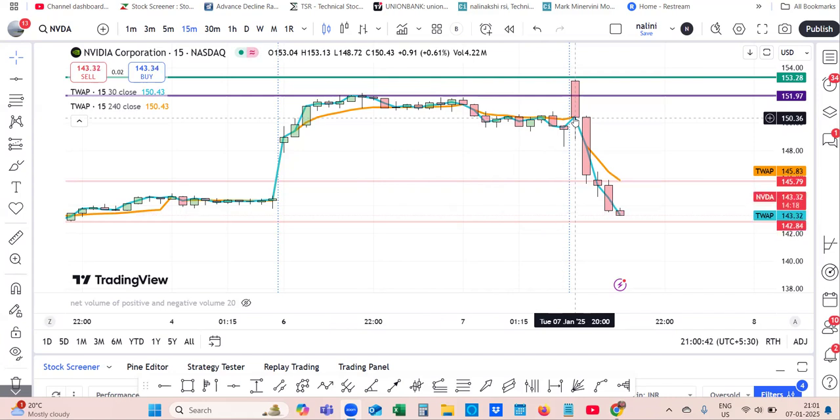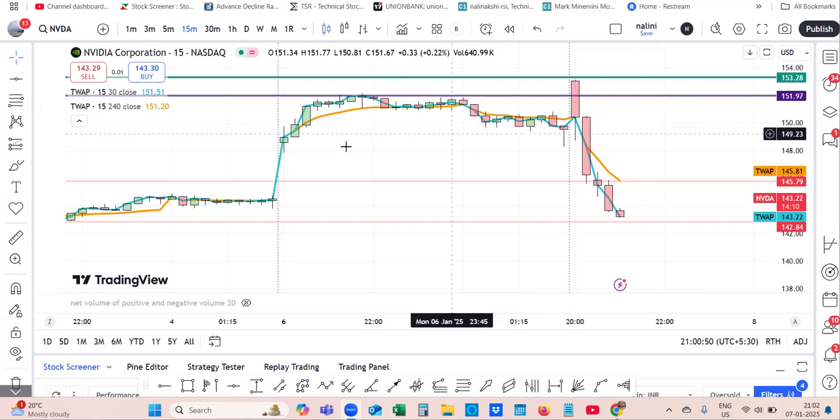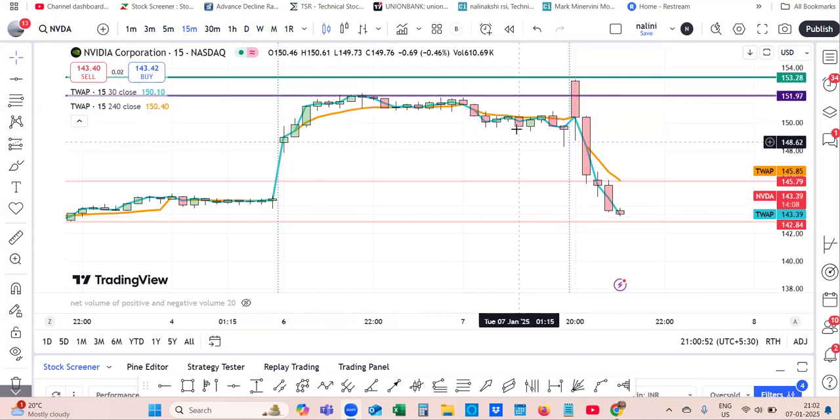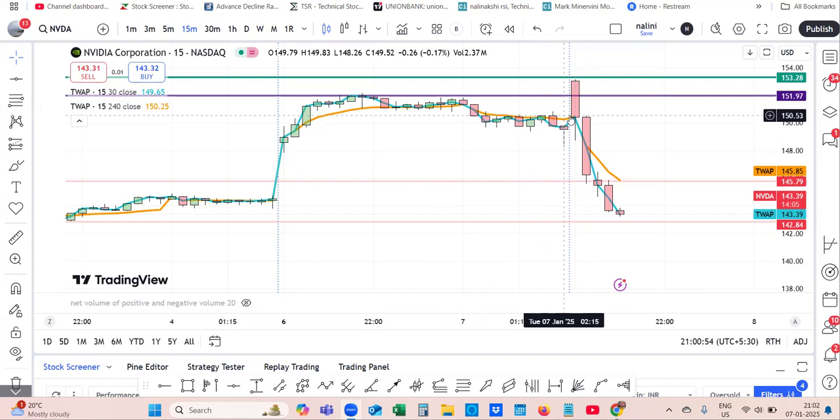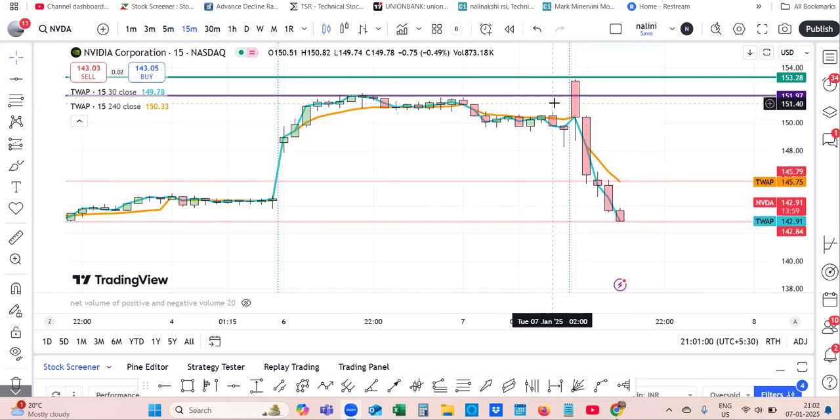You can see on the left side the readings, 150.43, 153. They had converged. That means they were in a range. Then the follow-through candle was a negative candle. You have to consider price action first. This is a guidance. The time-wise weighted average price is a guidance.